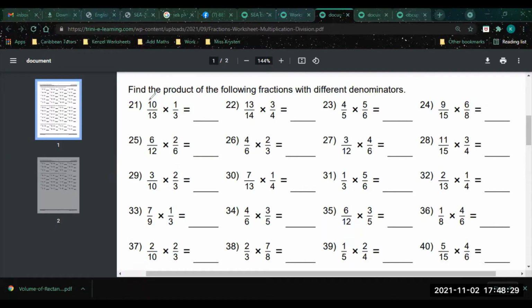Because you can't reduce, you just go ahead and multiply the top with the top. So 10 by 1 is 10. And then 13 by 3, when you work it out to the side, is 39.